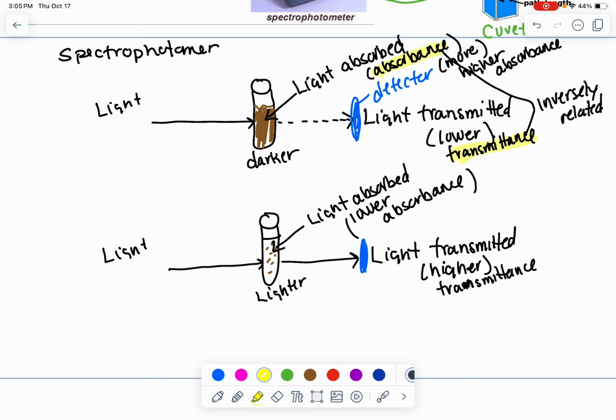So if we look at absorbance here, this one's going to have a higher absorbance. This one's going to have a lower absorbance. This one's going to have a lower transmittance, and this one's going to have a higher transmittance. So when we measure in the spectrophotometer, we can either take the absorbance number or the transmittance number. It's just a number that will basically tell us how dark the liquid is, okay? So that's how the spectrophotometer is going to work. And we're going to be dealing with brown.